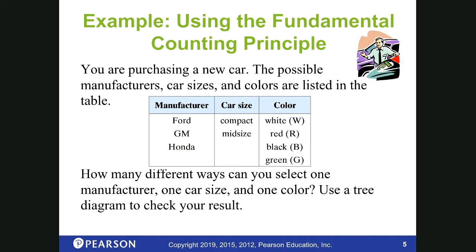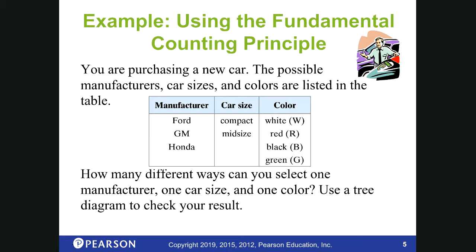So it says, how many different ways can you select a manufacturer, a car size, and a color? And it says use a tree diagram to check your result. So they want you to first use the fundamental counting principle. So we had 3 manufacturers. So I'm going to write 3 down. I'm going to show this to you in a minute. 3 manufacturers. And then for the size of the car, we had 2 possibilities. And then for the color, we had 4 possibilities.